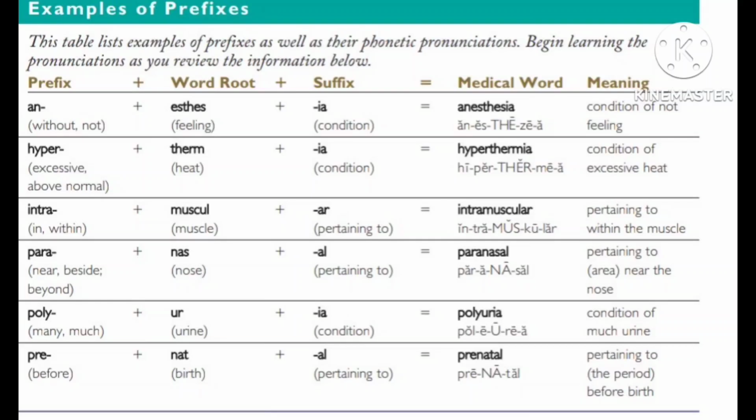Next example is hyperthermia. Hyper is the prefix which means excessive. Therm is the word root which means heat. Ia is the suffix which means condition. Then the meaning of the medical word is condition of excessive heat. In next video we will solve much more examples related to prefix, word root, combining form and suffix.